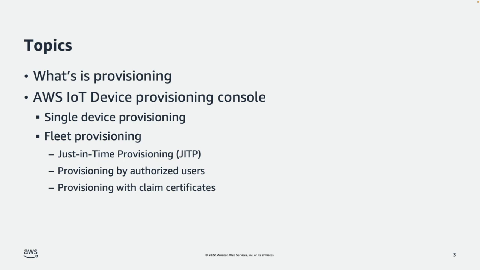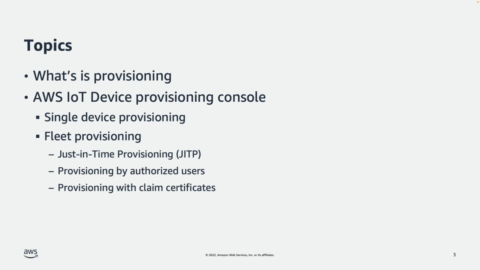So in this video, we will look at four processes to provision a device. One would be for single device provisioning, and the rest of the three would be for fleet provisioning of devices, either by using just-in-time provisioning or provisioning by authorized user or provisioning with claim certificate.